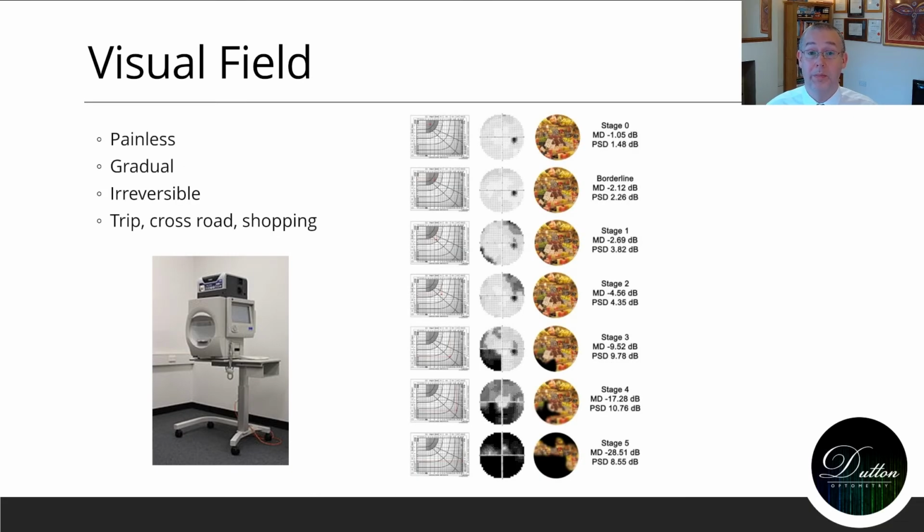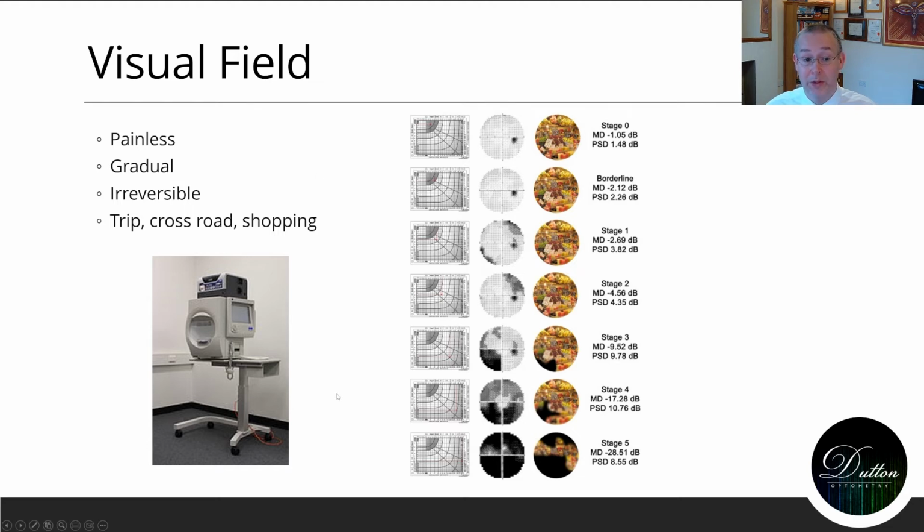So the problem in glaucoma is the visual field loss. This is a gradual process, it's a painless process, but more importantly it's an irreversible process. Once you've lost some of your field of vision, you can't get that back again, and that can really affect your ability to do day-to-day tasks. So one of the key objectives in managing glaucoma is to try to preserve that field of vision.